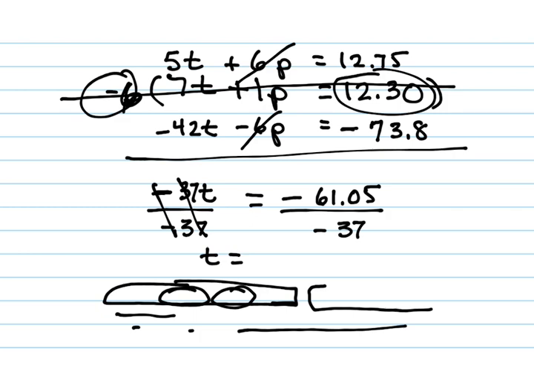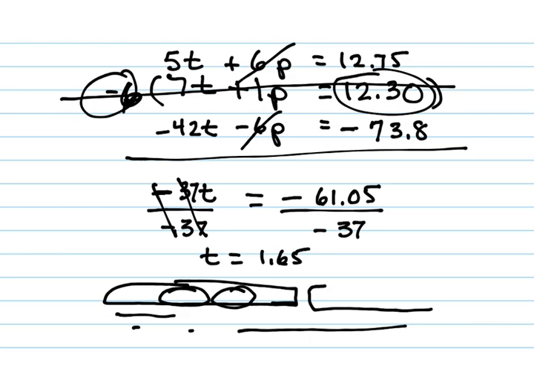Someone? Oh, be careful. It's negative divided by negative, so it should be positive. Oh, sorry. That's okay. All right. So, but what number did you get? The number part will be the same. It's 1.65. So t is 1.65. So that tells me that every texta costs $1.65.